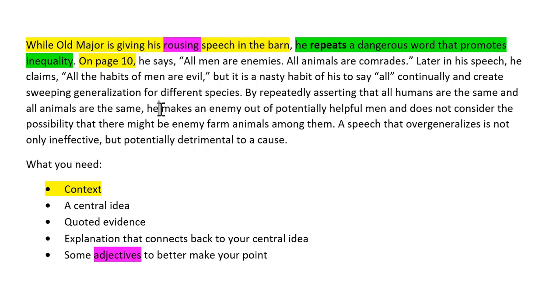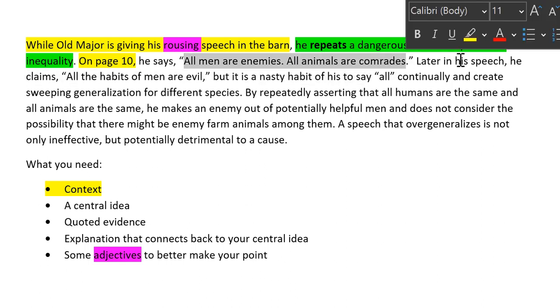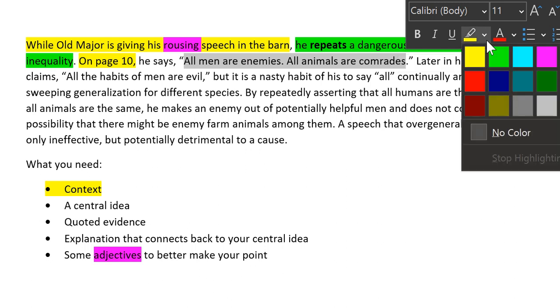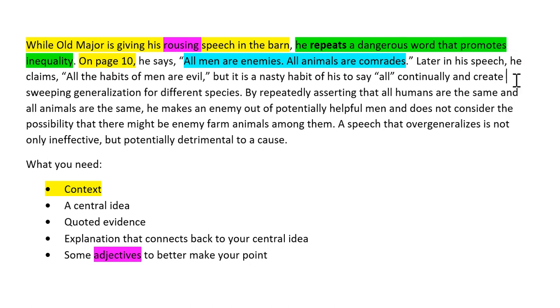So on page 10, this is a little bit more page context. He says, all men are enemies. All animals are comrades. And the dangerous word here is all, because he's lumping complex groups of people into these oversimplified terms. And he's making everybody the same, not necessarily equal.